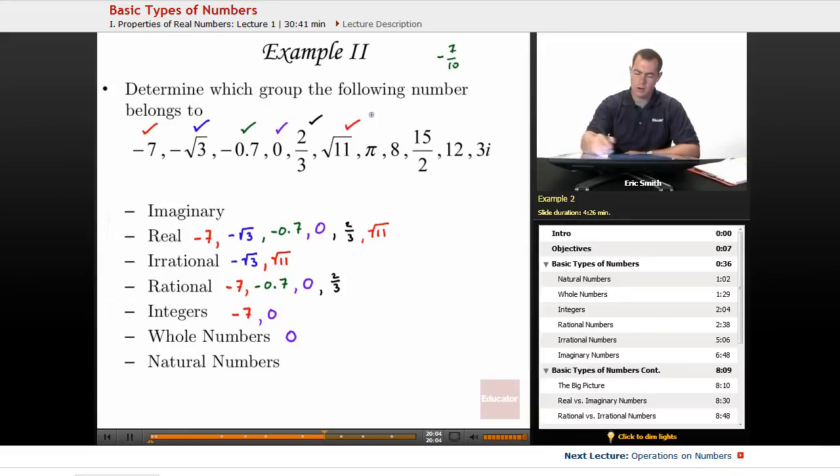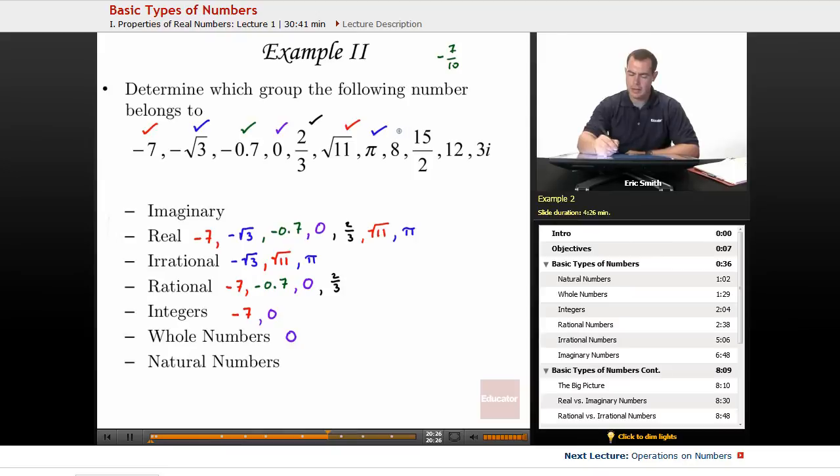Alright, on to our famous number here, pi. Pi is a type of real number. Even though it's a little unusual, it does go on and on forever, it is a type of real number. It is irrational since I cannot write it as a fraction. Okay, then we'll stop classifying that one since there's no other distinct groups below irrational.